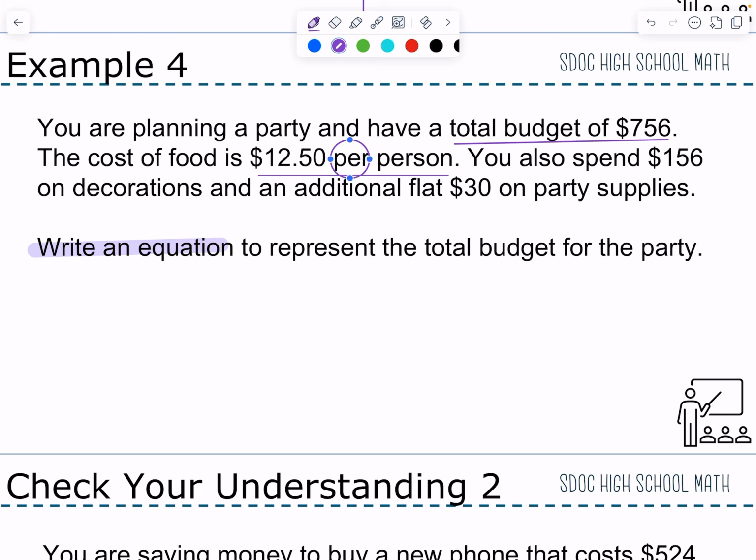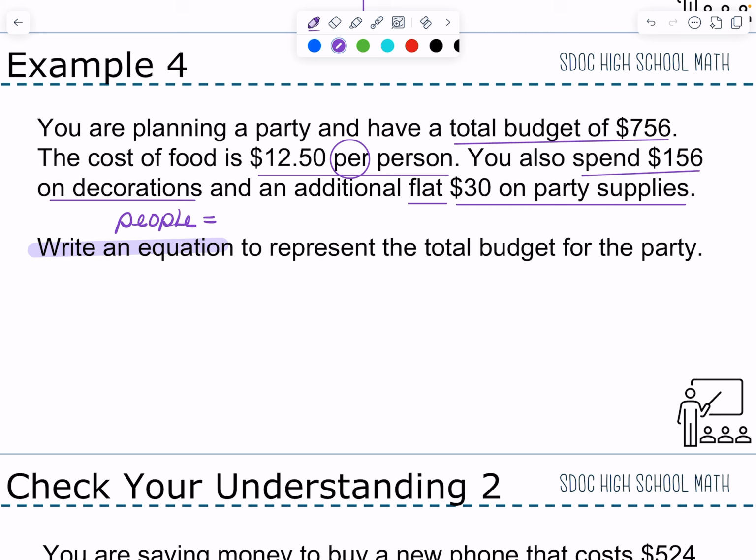You also spend $156 on decorations and an additional $30 on party supplies. Now, that also tells us that it's a flat fee, which means that cannot change. So to write this equation, you can either put in your expenses and then set it equal to the total, or do the total equal to the expenses. I'm going to think about what I'm spending here. So the cost of food is $12.50 per person. So we are talking about the number of people who attend. That's what's changing. That's what's going to make the price increase or decrease.